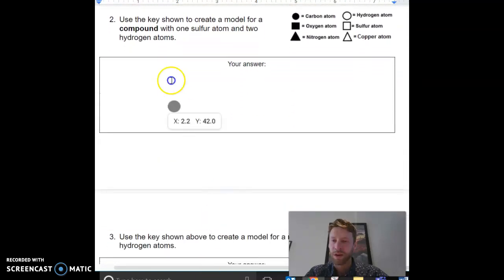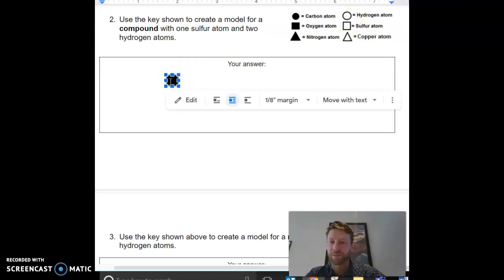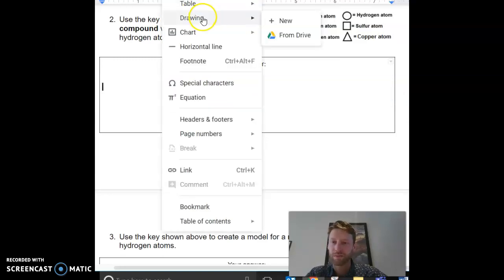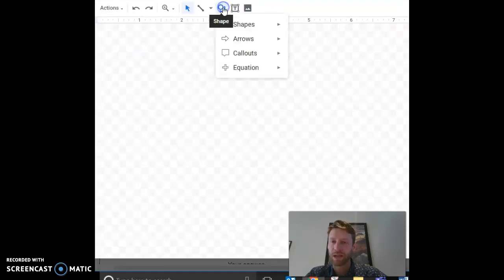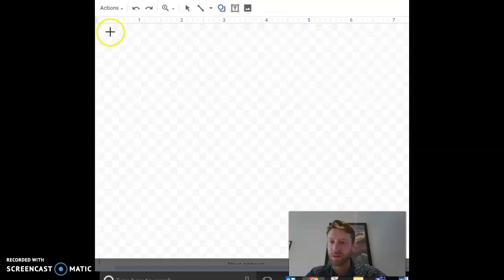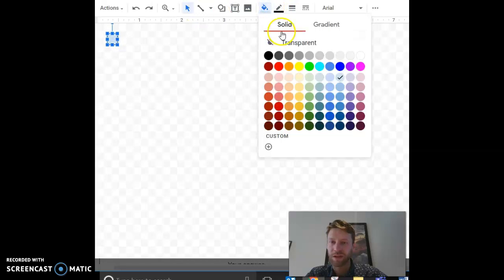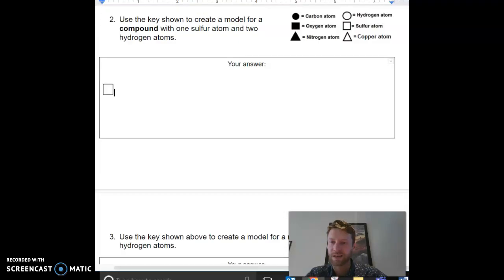Here we go. Okay, so this one said 1 sulfur atom with 2 hydrogen atoms. Okay, so sulfur in our key is a box or a square unshaded in, and hydrogen is a circle unshaded in. So let's start by making our sulfur atom. So I'm going to delete that guy. I'm going to go up to Insert, Drawing, New. I said I wanted sulfur, which in my key was a square that was not shaded in. So I'm going to go ahead and make a square, and then I'm going to change my fill to being transparent, and hit save and close.